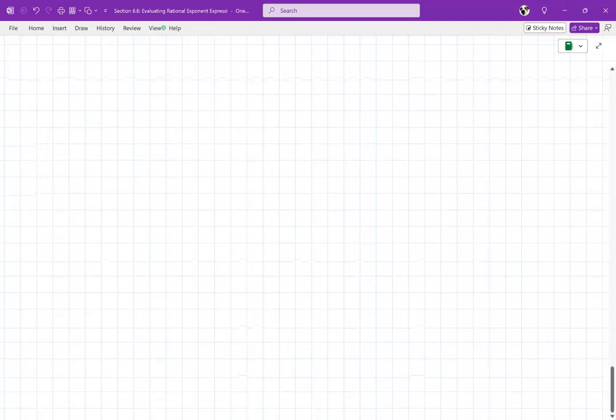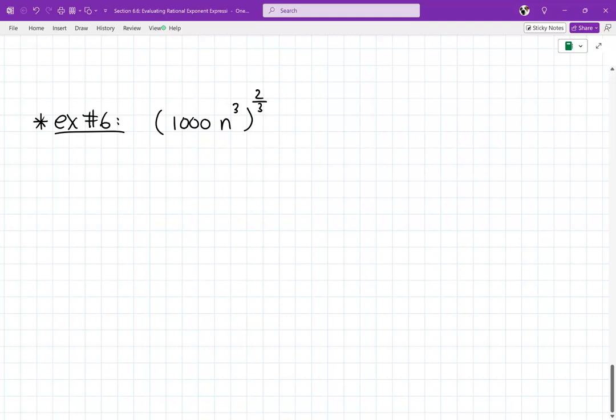So I think 6 is the last one. So yeah, let's do number 6 right here. Notice 1,000 n to the 3rd, all to the 2/3 power. So it's 1,000 times n to the 3rd, all raised to the 2/3 power. Okay, so again, I'm using property number 2, which says if you have things multiplying inside of a parenthesis raised to a power, distribute that power. So I'm going to rewrite it. 1,000 to the 2/3, and then n cubed to the 2/3.